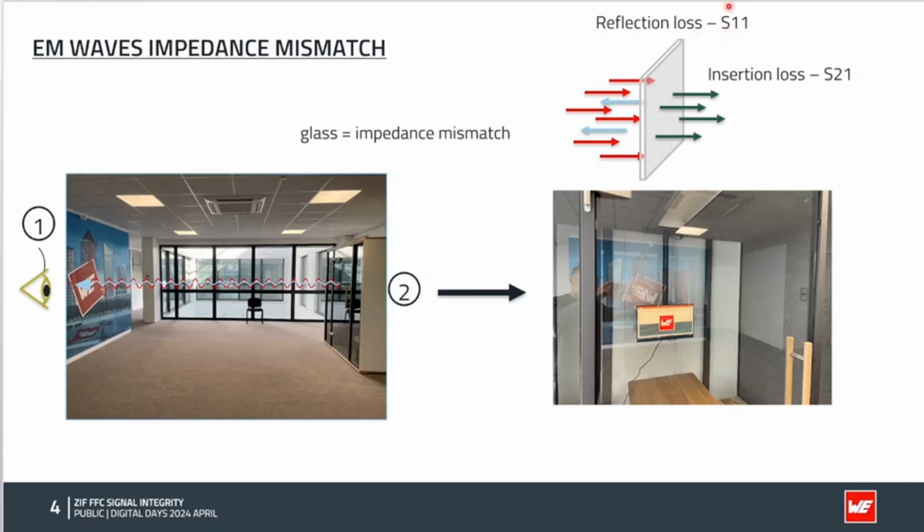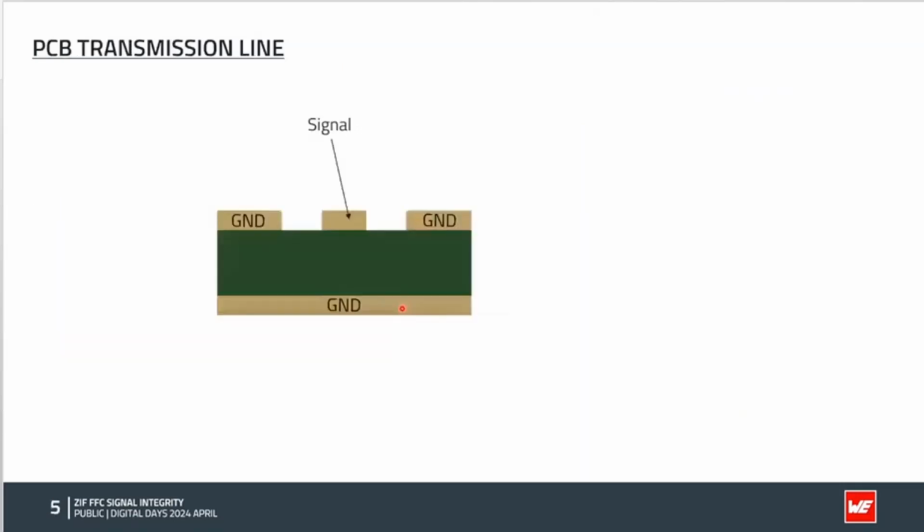This is called S11, 1 because this is where the signal is sent and the signal is measured, 1, and S21, as you can see, is called insertion loss because this is sent from 1 and measured on 2. Quite easy. But of course, that's not the topic of today. The topic is signal integrity.